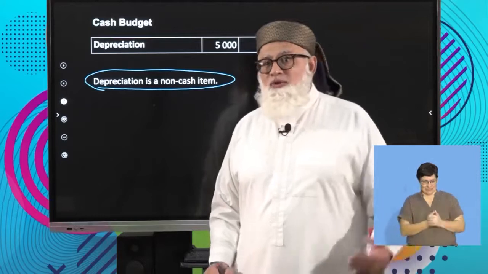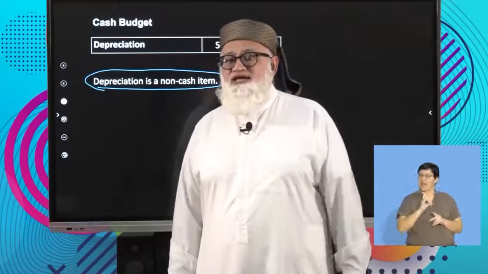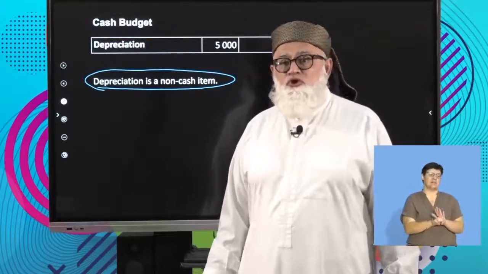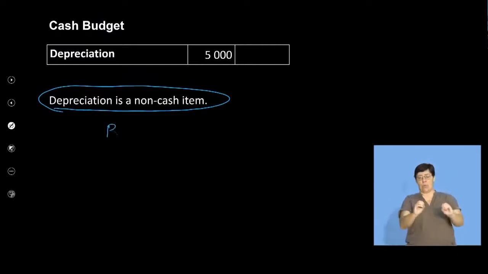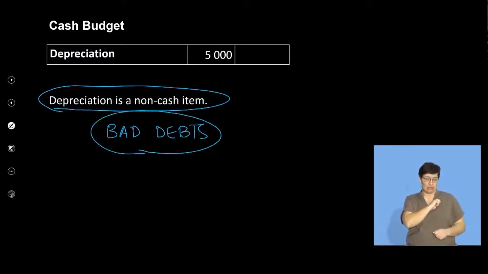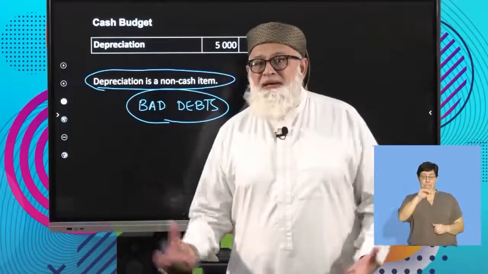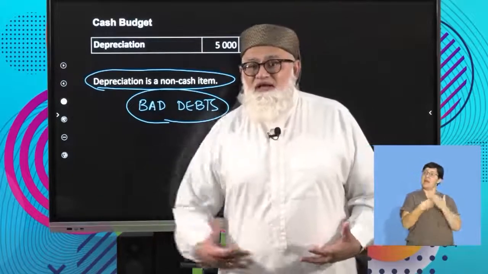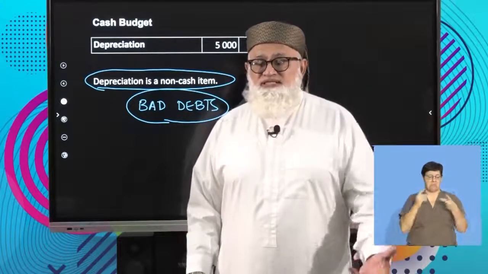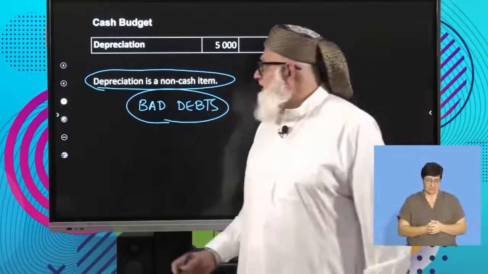Okay. While we're at it, can you think of another non-cash item that would not appear in your cash budget? Let's take an example. If you look at bad debts. Remember, when you have bad debts, yes, this is an expense to the business. We all know that. The account is written off as irrecoverable. However, it doesn't affect our bank balance because there's no money leaving the business. There are other non-cash items that you can think of, discount received, discount allowed, think of those items.